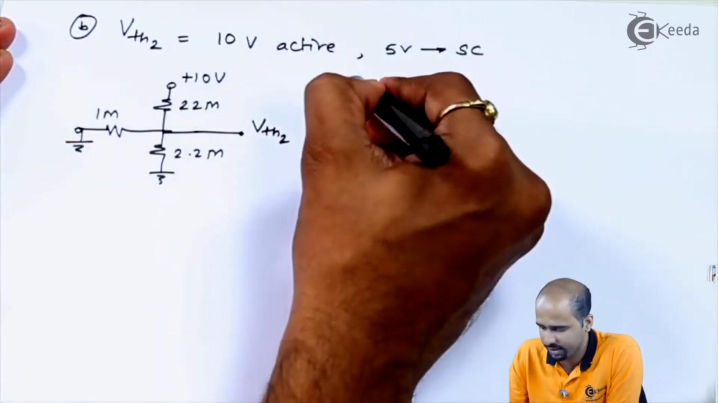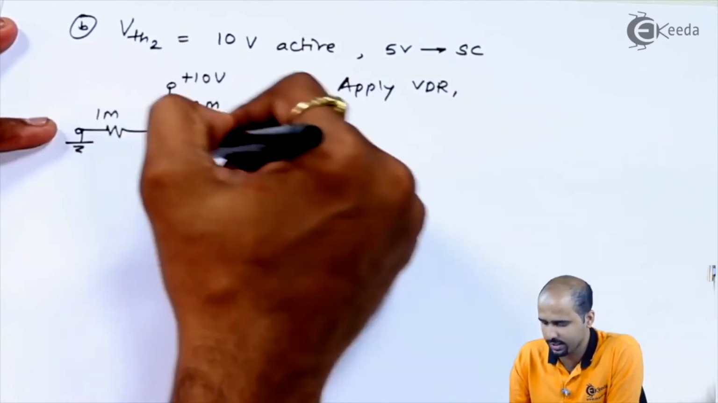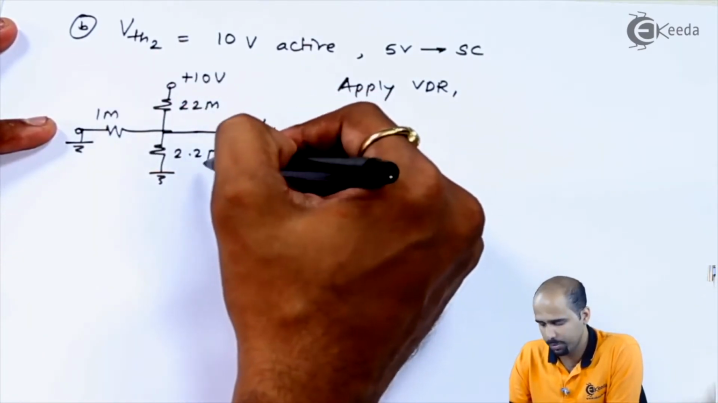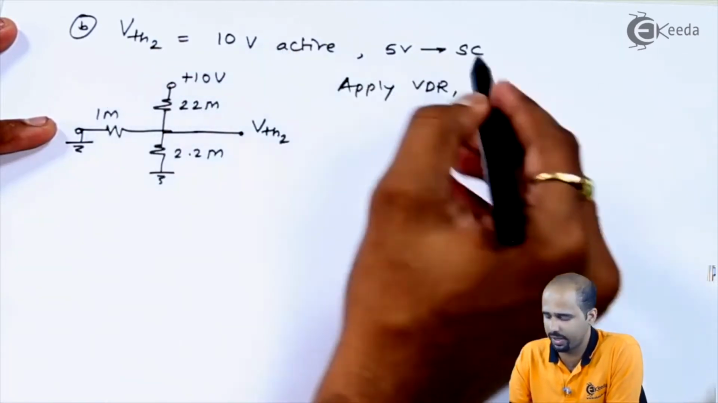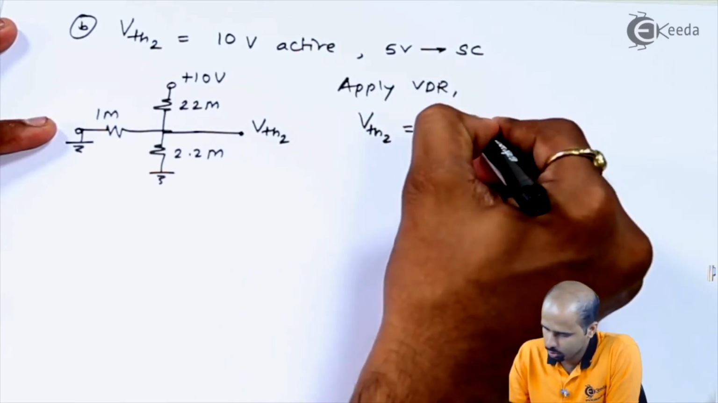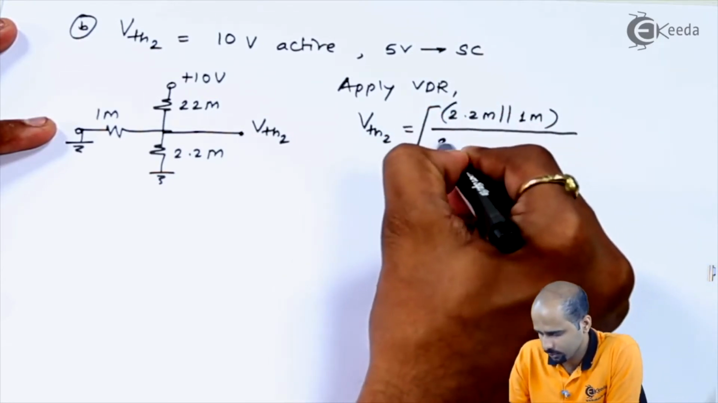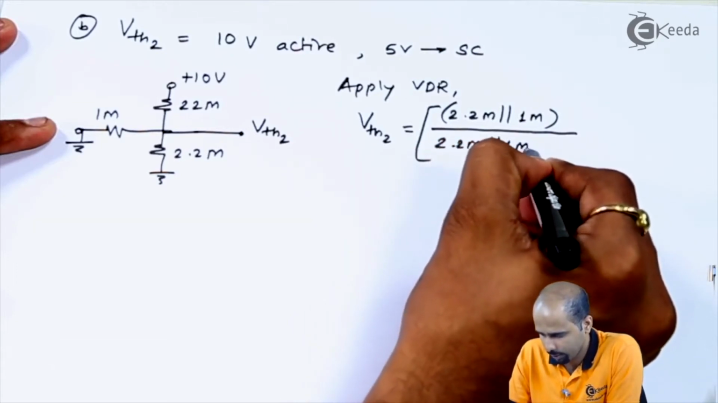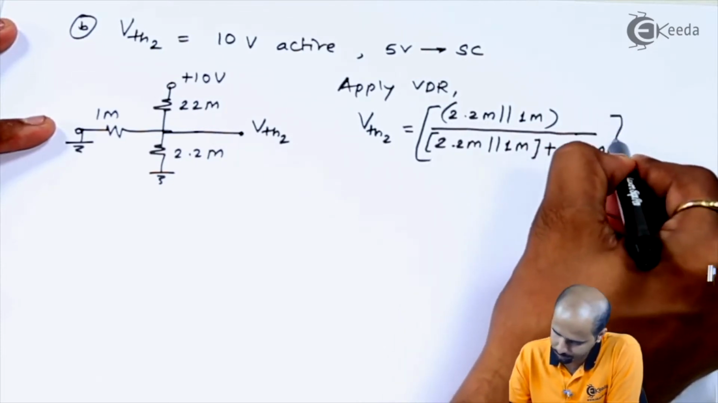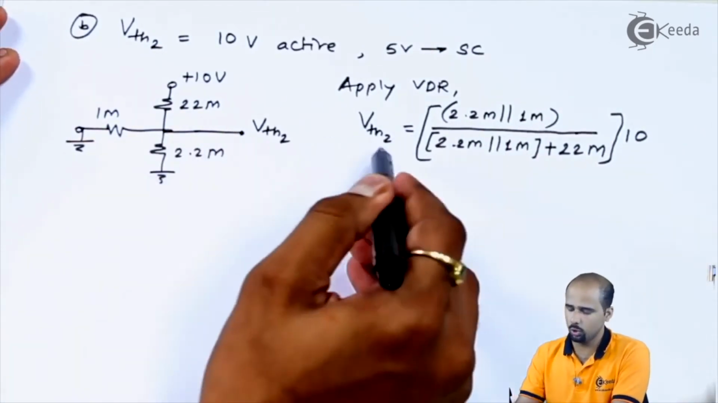So we'll directly apply VDR. We can also say that 1 mega parallel with 2.2 mega, divided by 22 plus 2.2 mega parallel with 1 mega. Okay, so here VTH2 is equal to 2.2 mega in parallel with 1 mega, divided by 2.2 mega in parallel with 1 mega plus 22 mega, multiplied by 10. Okay, try to figure out what will be the value of VTH2.